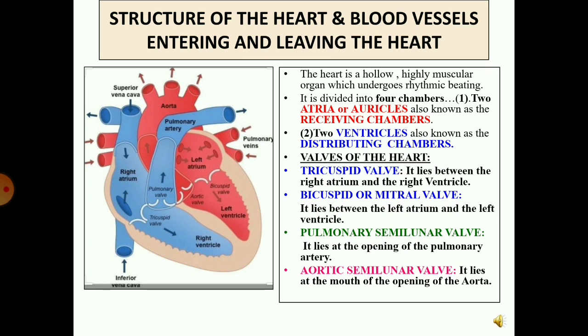On the left side, we have 4 blood vessels entering inside. They are the pulmonary veins, 2 coming from the right lung and 2 coming from the left lung. The pulmonary artery is the blood vessel that leaves the ventricle and goes to the lungs. You can see very clearly it is blue in color. And the aorta is the blood vessel that leaves the left ventricle and goes to all parts of the body.